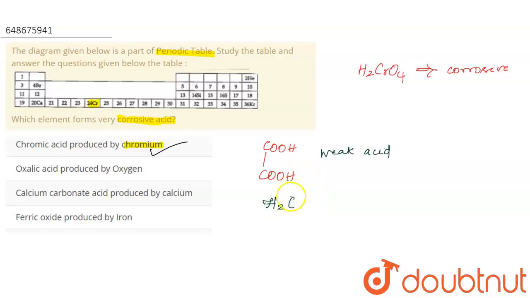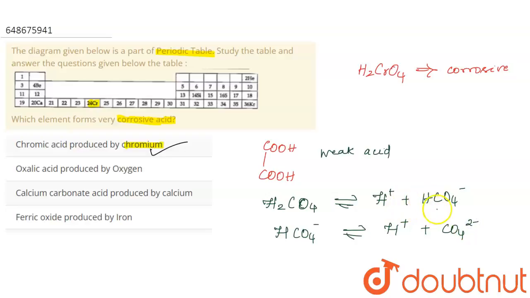We can write this oxalic acid as H2C2O4 like this. So it will give only few amount of H plus ions in solution, even though it is having two H plus ions, because it is a very weak acid. So it dissociates like this and forms these respective ions. It is an acid, but it is a very weak acid. It is H2C2O4. So this is a weak acid, so this is not the correct answer. We have to find which is a corrosive acid. For corrosiveness, it has to be very strong like this chromic acid.